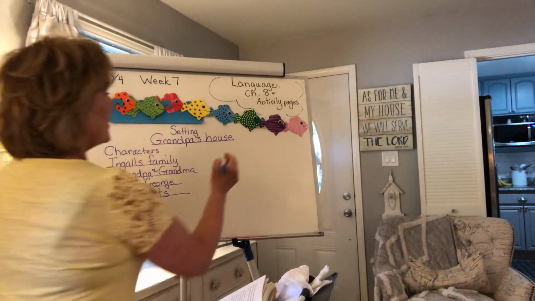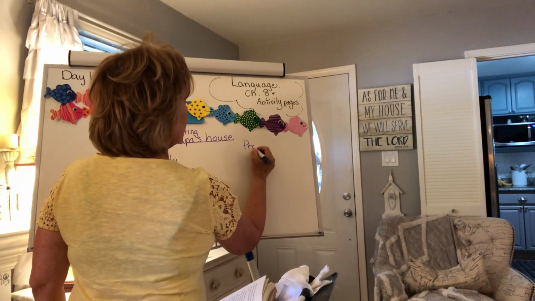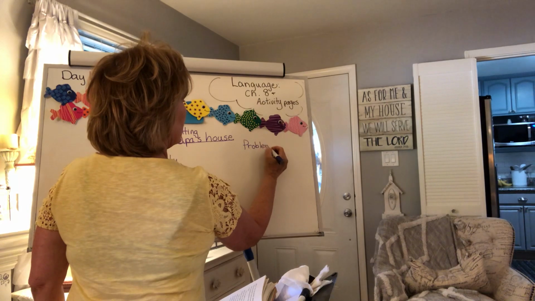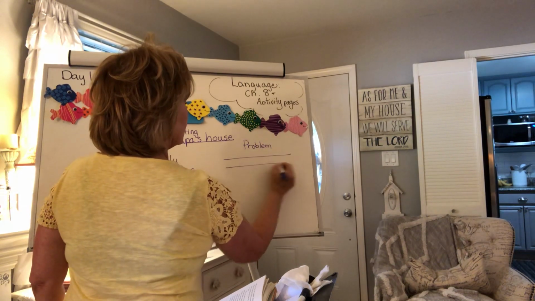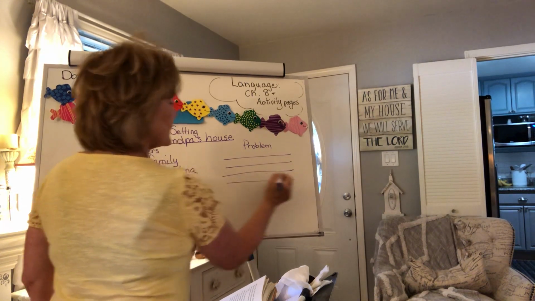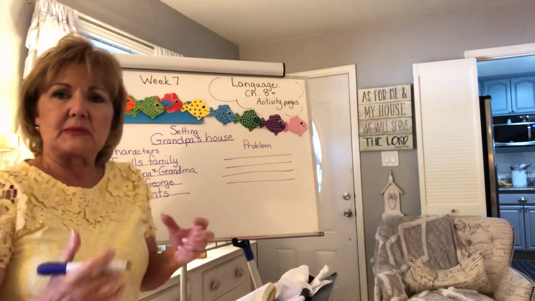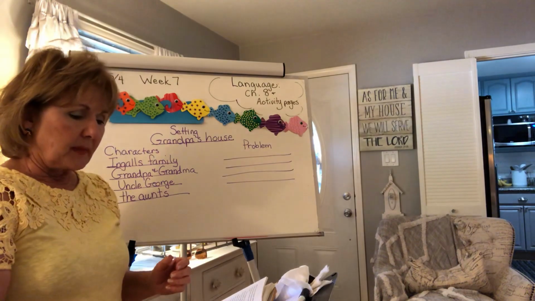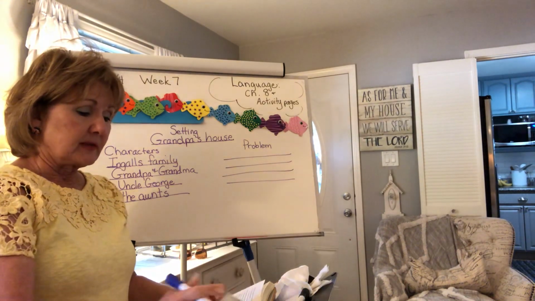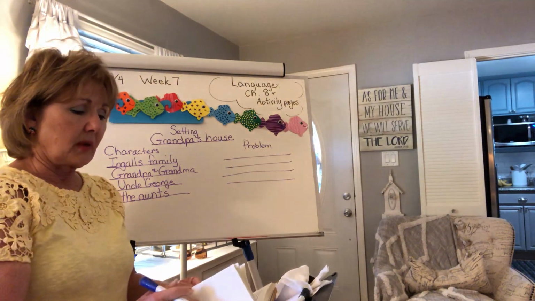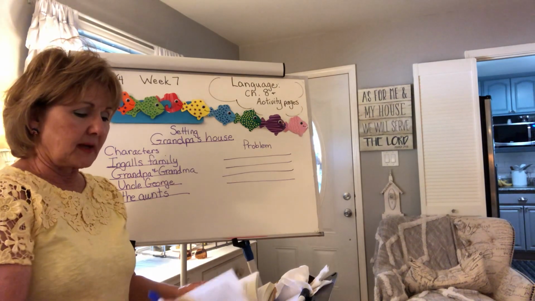Okay, then over here it says problem. Now, problem always makes you think of something is going wrong. And sometimes there is something going wrong in a chapter, or there's something that they have to overcome. But here, there doesn't really seem to be a problem that is that bad, right?